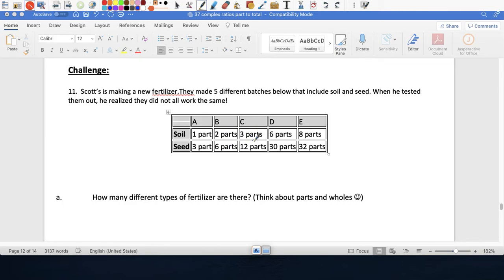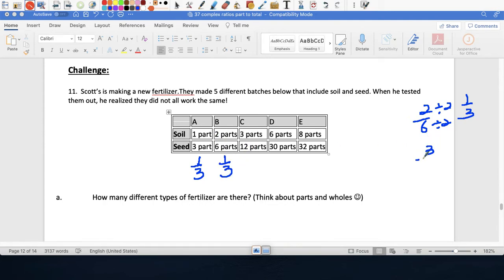Third one is 3 soil, 4 seeds, and D is 6 soil, 30 seeds, and the last one is 8 soil, 32 seeds. So first thing I would do is simplify. So this is 1 over 3. This is 2 over 6. 2 over 6, we can divide by 2, divide by 2, and we get 1 over 3.